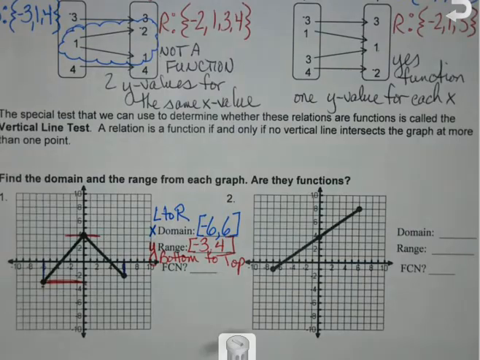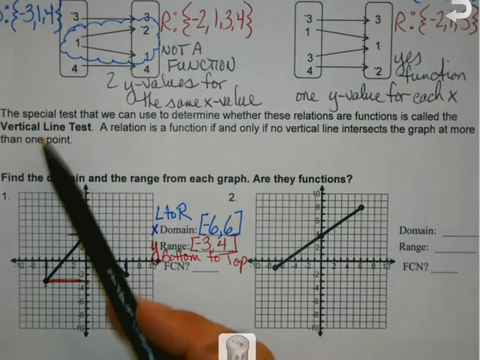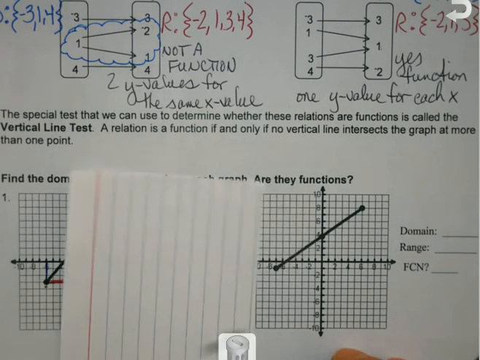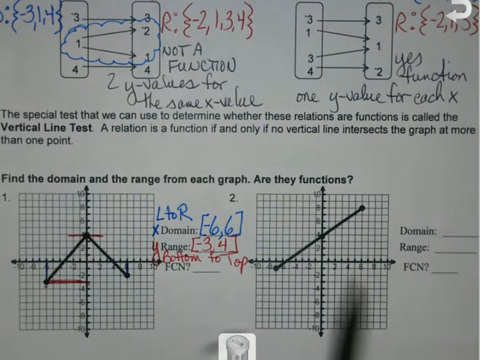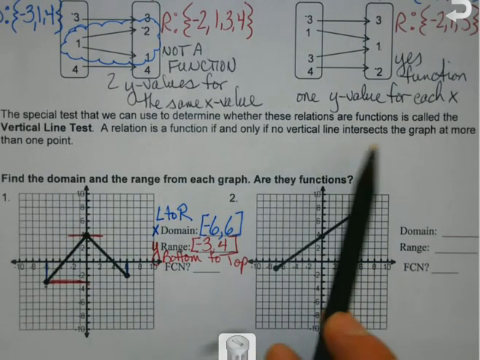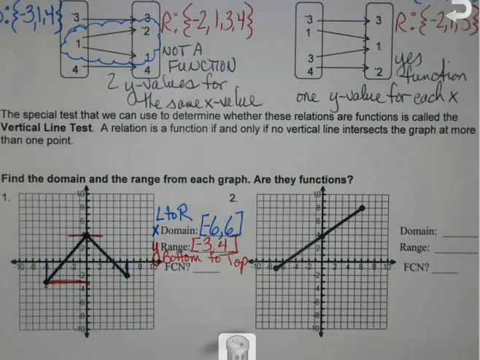Then comes the part that's a little different. You're like, well, how do I tell if it's a function or not? We're going to use what's called the vertical line test. Now again, vertical lines go up and down. It's a function if no vertical line intersects the graph at more than one point. In other words, for every x is there only one y.